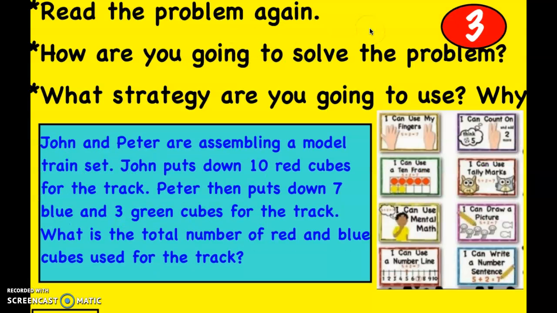For our third step, we're going to read the problem again. Then we're going to ask ourselves, okay, so how are we going to solve this problem? What strategy are you going to use and why? Remember to use at least 2 different strategies to show your thinking.